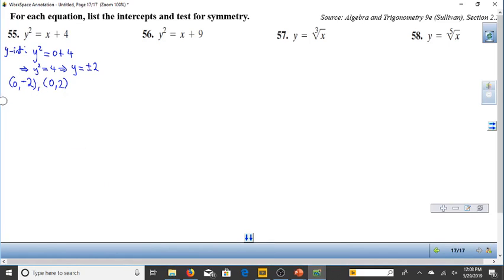Now for x-intercepts, I just replace all my y's with 0 and solve for x. And that gives me x is equal to negative 4. So my point here is negative 4, 0. We put the x-coordinate first.